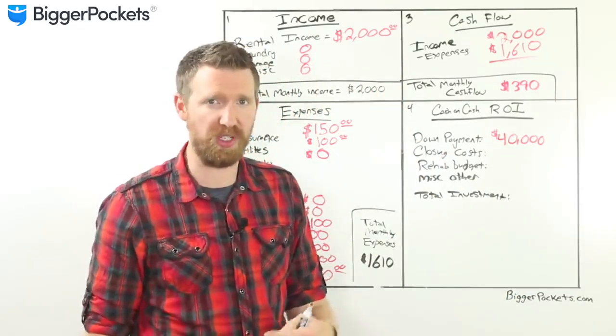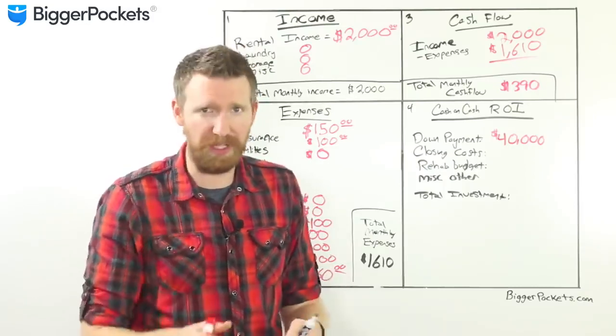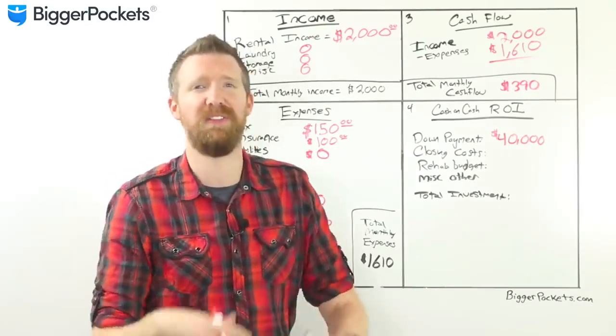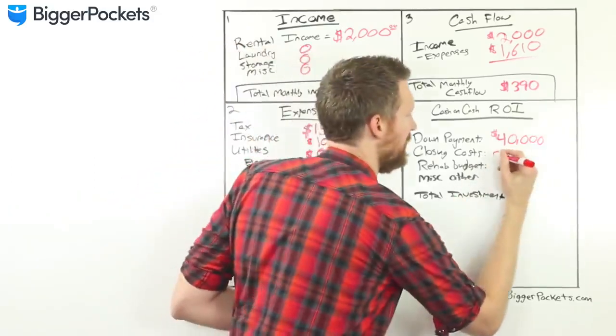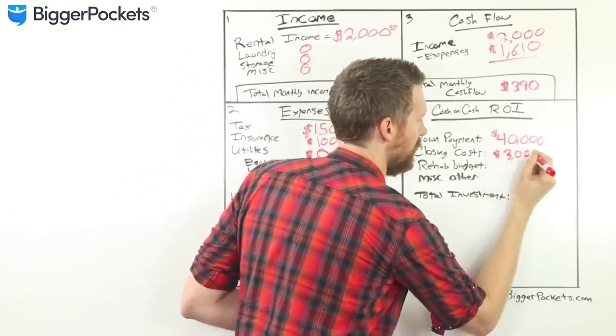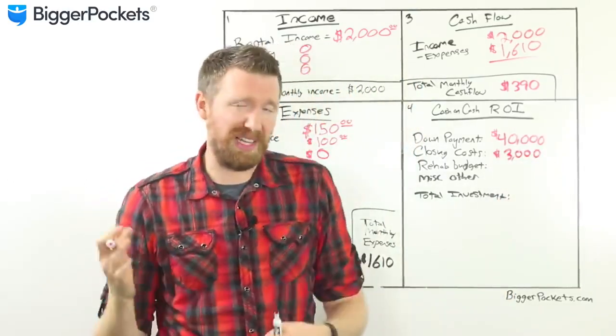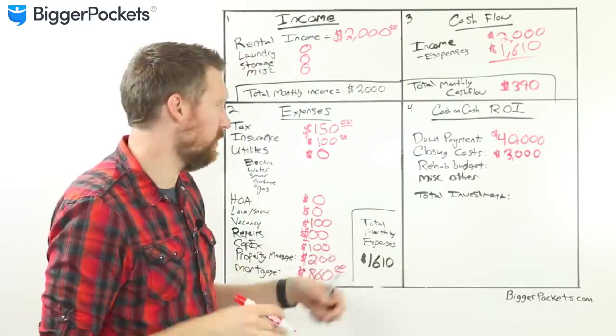Now we also had closing costs to buy the property. When we bought it, we had to pay the title company or the attorney. We had to pay for an appraisal. We had to pay for loan documents and loan fees and all that. So we'll say closing costs in this case was $3,000. Maybe it's more, maybe less in your area, depending on your loan, but we'll say $3,000.